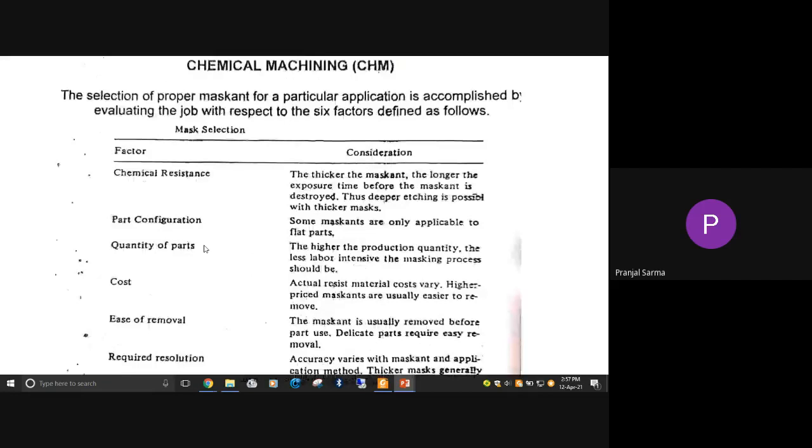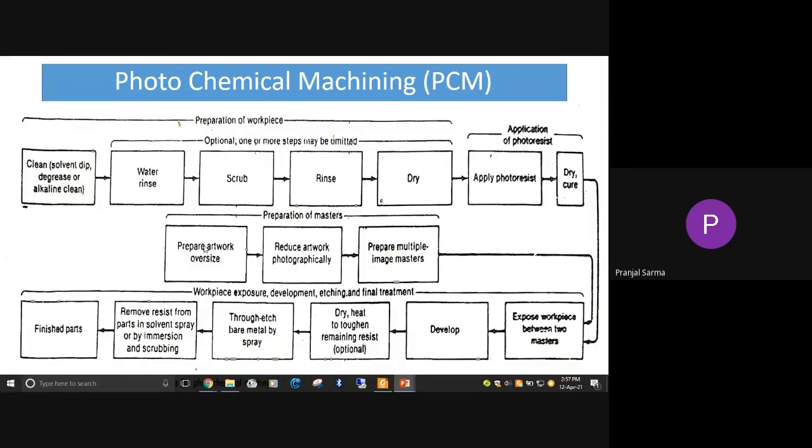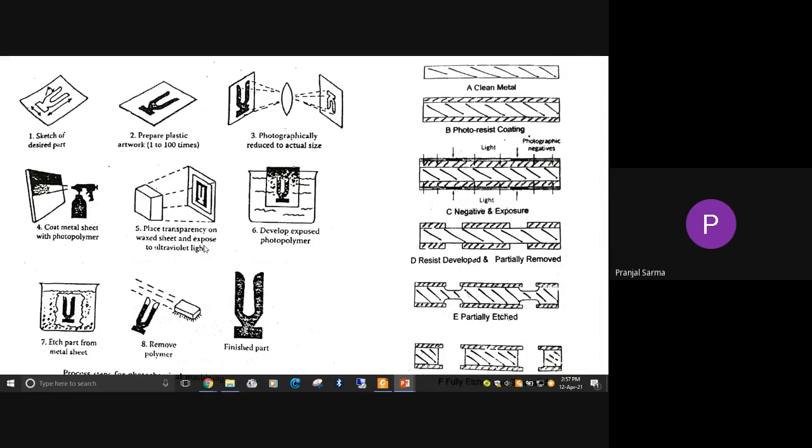Later we discussed the criteria for selection of mask material, similarly the etchant selection criteria, and the process advantages, disadvantages and process capability. Later on we discussed photochemical machining, in short PCM, which is another variation of chemical machining. Here some photographic techniques are used, and we discussed how the production or designing of the initial artwork for making that mask is important in PCM.